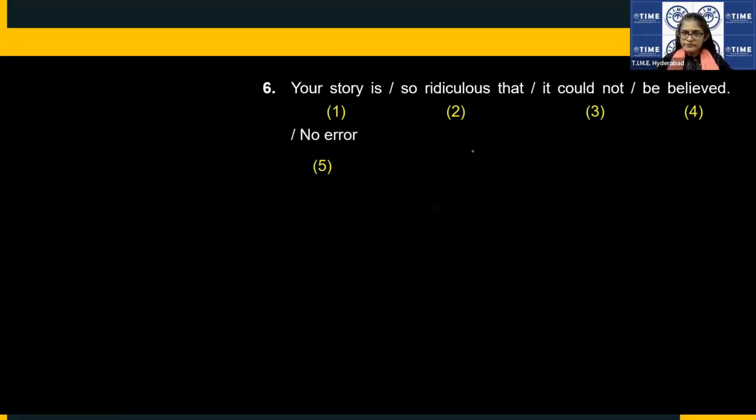Your story is so ridiculous that it could not be believed. The first part of the sentence is in the present tense. So the person is saying your story is ridiculous, right? If it is ridiculous, then why is this in the past tense? It cannot be believed. Keep the tense consistent. Okay, so the error is in part 3.